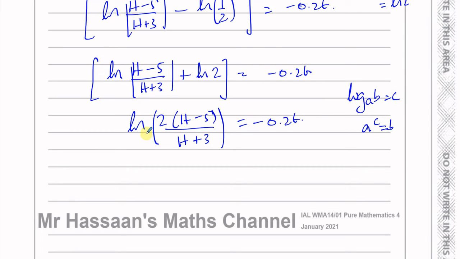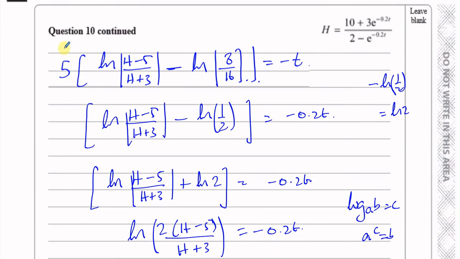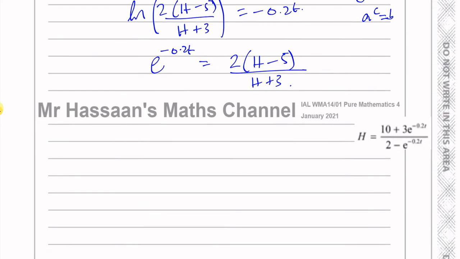So the base here is e. So this can be written as e to the power of minus 0.2t is equal to all of this, which is 2 times h minus 5 over h plus 3. So now we can rearrange this to make it into this form. So let me just bring this down here so we can see exactly how we're supposed to write it in the end. We have to manipulate it so it becomes exactly like this. So let's go ahead and carry on with that.